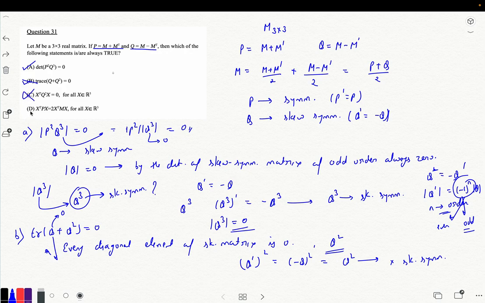Okay, now the fourth option. What is the fourth option? That is x transpose px is equal to twice of x transpose mx. Okay, let me just write it here. That is x transpose px is equal to twice of x transpose mx, for all x belonging to R^n. We have to check this.